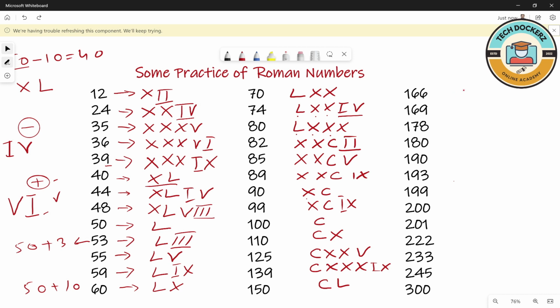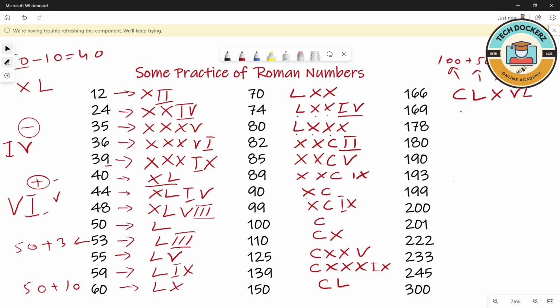How can we write 166? As we learned already, CL stands for 150, 100 plus 50, plus 10, which will make 160, and then we will write 6. All right, let me write it down for you. C stands for 100, then plus 50, plus 10, and plus 6. So 100 plus 50, 150 plus 10, 160 plus 6, 166.